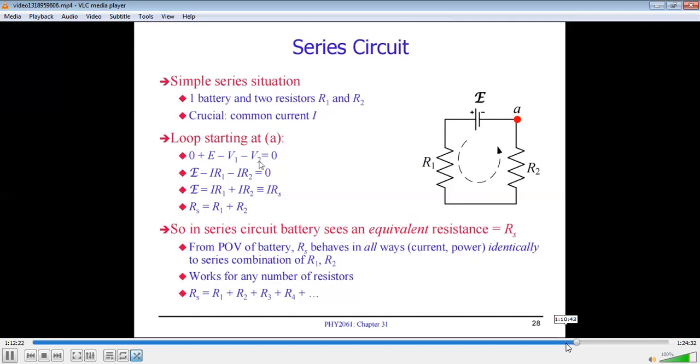So we get, in a series connection, the equivalent resistance RS will be R1 plus R2. So in a series circuit, the battery sees the equivalent resistance RS. For a number of resistances, RS equals R1 plus R2 plus R3 and so on up to Rn. For series circuits, we use this, and you can derive the equivalent resistance RS equals R1 plus R2 for only two resistances. For a number of resistances, we can write the last equation: RS equals R1 plus R2 plus R3 plus and so on.